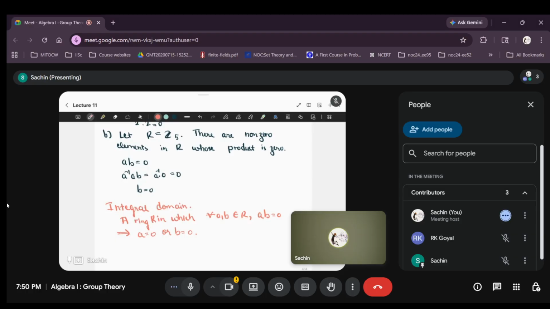So this is an extra property, an additional requirement that some rings possess, not all rings. So it's one level higher, a higher abstraction than a ring. Then an even higher form of that is a field, where not just this property holds, every non-zero element also has an inverse.